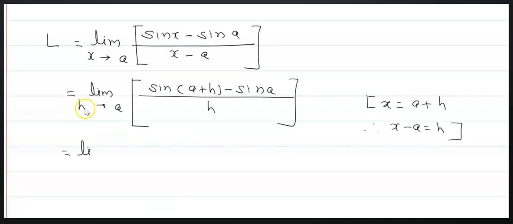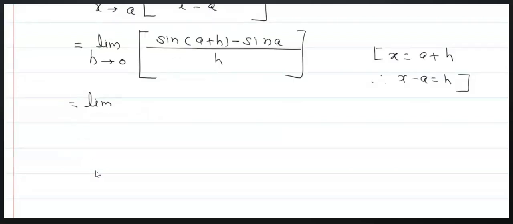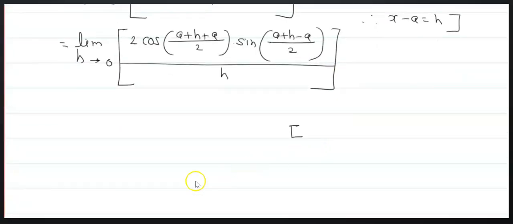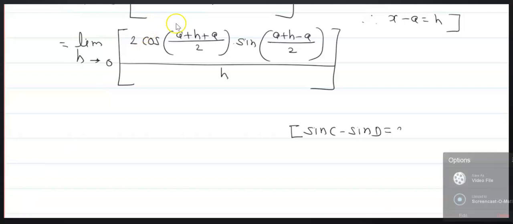So limit h tends to 0. Therefore now apply the formula sin c minus sin d, that is 2 times cos of (c plus d) upon 2 and sine of (c minus d) upon 2. Therefore, you will get a plus a plus h, that is 2a plus h upon 2, which is a plus h upon 2, and sine of (a plus h minus a). Now here plus a minus a get cancelled. You will get h upon 2.